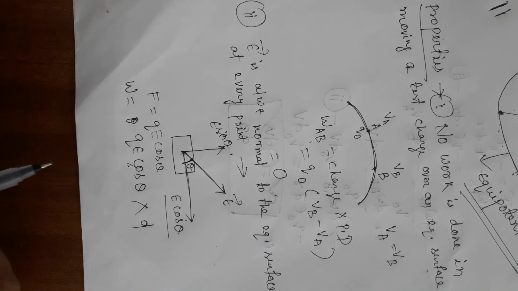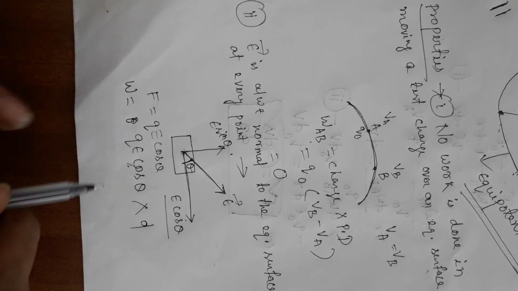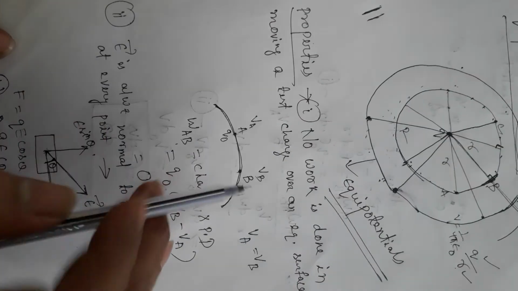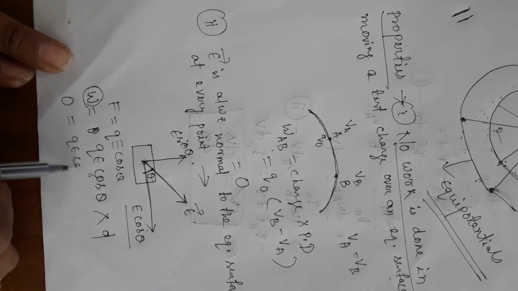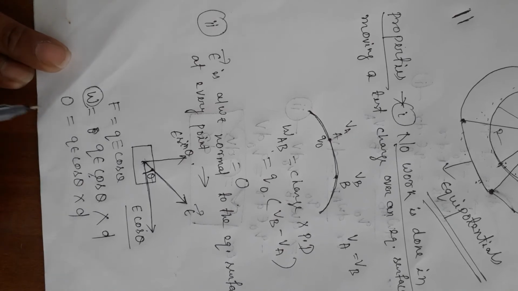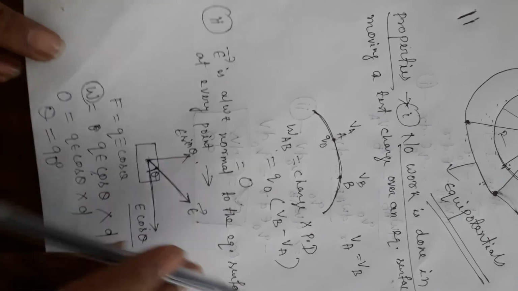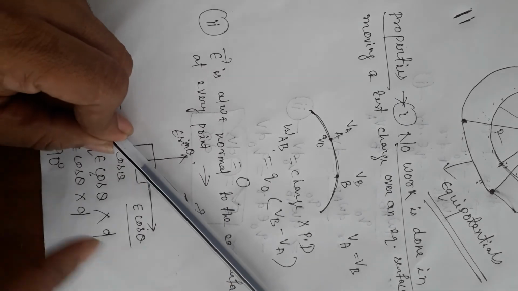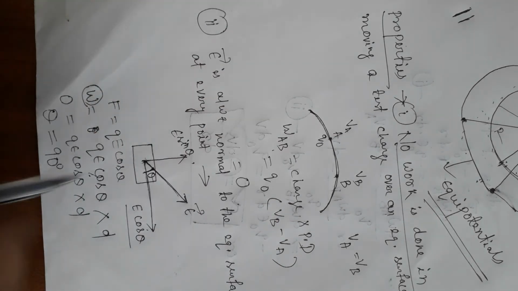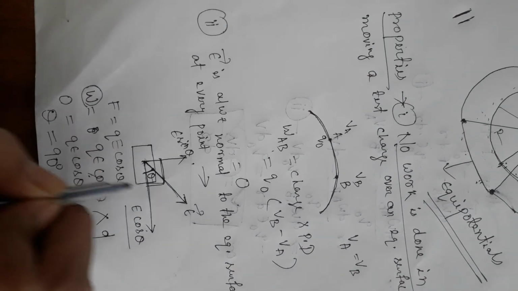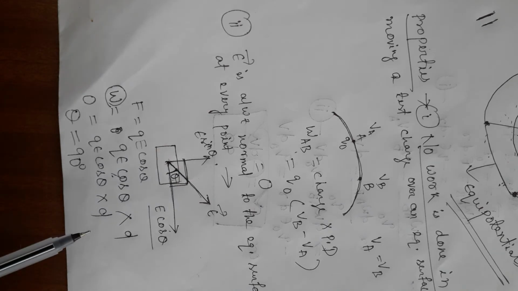So to move a test charge against this component, work would have to be done. But we know that for an equipotential surface no work is done, so the work done is equal to 0. So Q E cos theta into D is equal to 0, so theta should be 90 degrees. So the angle between the electric field and the equipotential surface is 90 degrees, and it is always perpendicular to the equipotential surface, because we have calculated that the value of theta is 90 degrees.